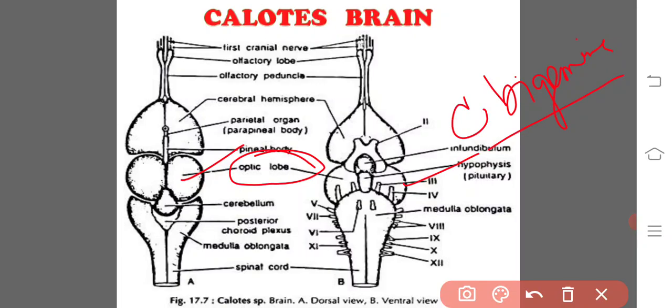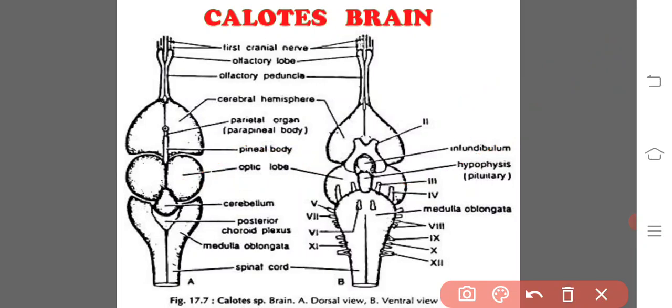Corpora bigemina, which arise as the projections of the dorsolateral walls. Ventral to the optic lobes, there are a pair of longitudinal bands, looks like the peduncles, called crura cerebri, which connect the hindbrain to the midbrain. The crura cerebri are not visible in the picture, but they are present and they connect the hindbrain to the midbrain.